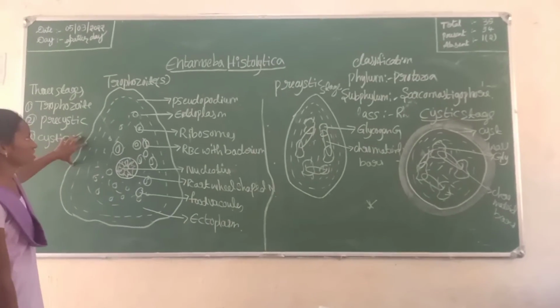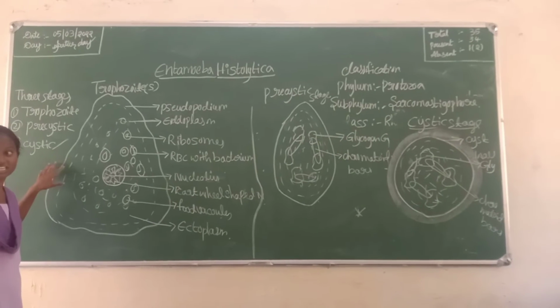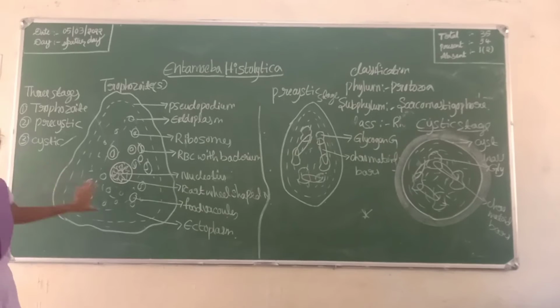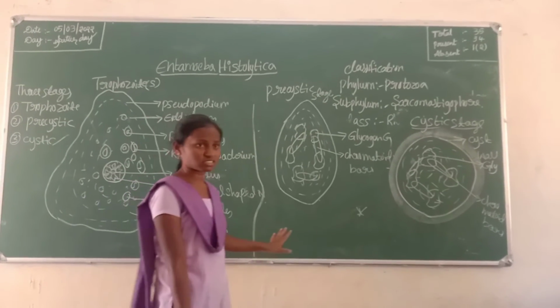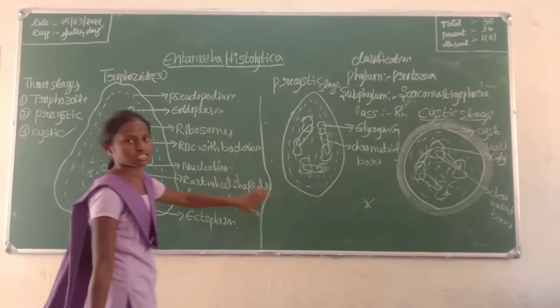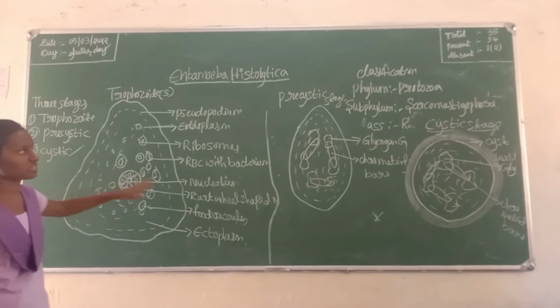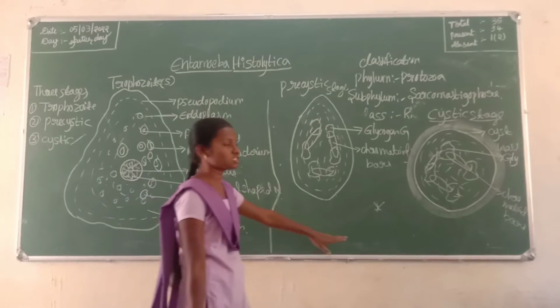This is the first stage. The first stage is the infective stage of man. This is the pathogenic stage. These are the three diagrams of ENTAMOEBA HISTOLYTICA: the first stage, second stage and third stage. The first stage is the trophozoite stage, the second is the pre-cystic stage, and the third is the cystic stage.